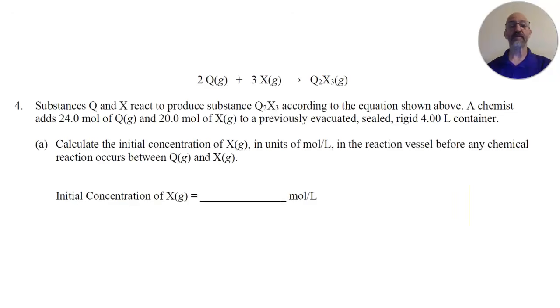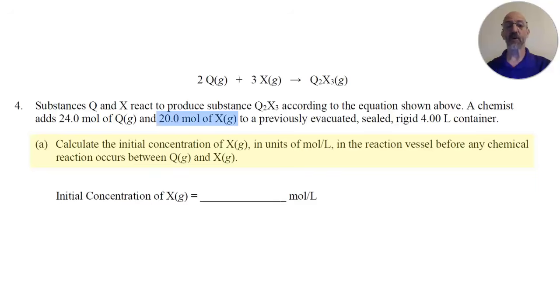In question 4, we are given a balanced chemical equation, and it says substances Q and X react to produce substance Q2X3 according to the equation shown above. A chemist adds 24 moles of gaseous substance Q and 20 moles of gaseous substance X to a previously evacuated, sealed, rigid 4-liter container. So part A says, calculate the initial concentration of X in units of moles per liter in the reaction vessel before any chemical reaction occurs between Q and X.